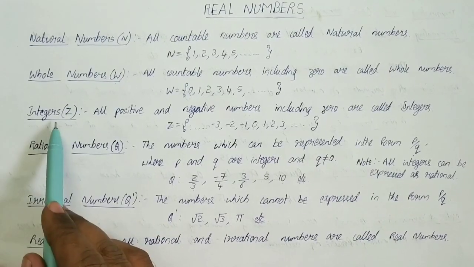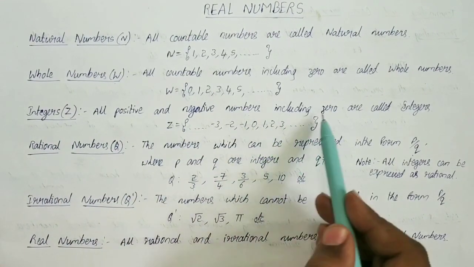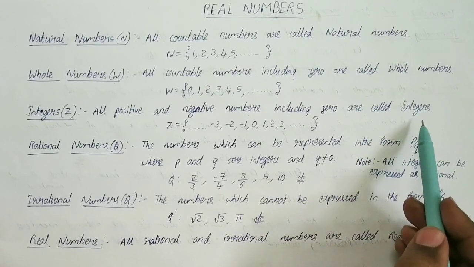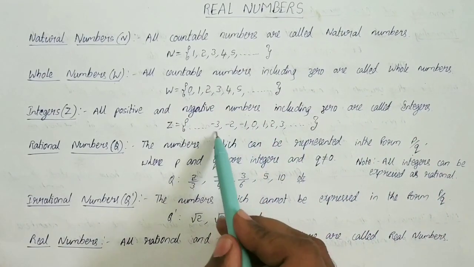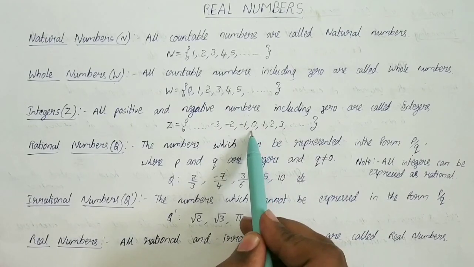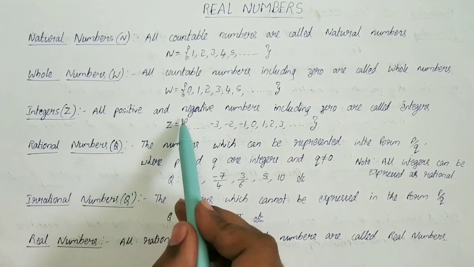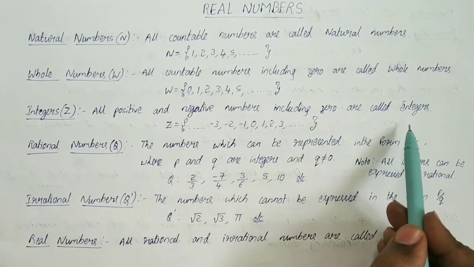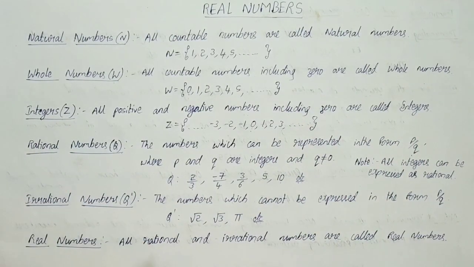Next, integers. What is integers then? All positive and negative numbers including 0 are called integers, right? So we have positive numbers here and we have the negative numbers here, including 0. These numbers we can call as integers. It is denoted by Z.